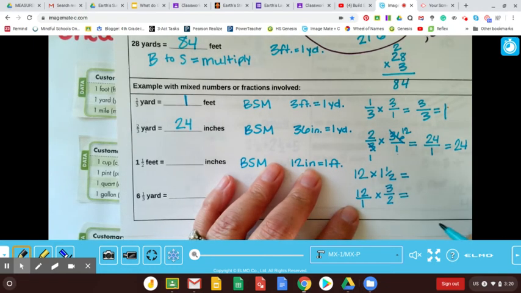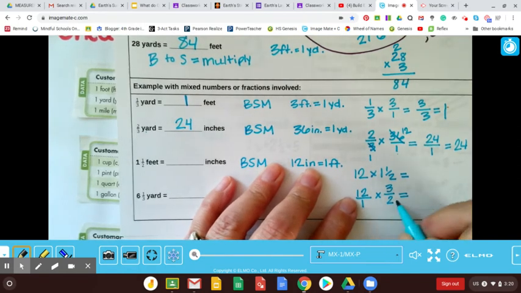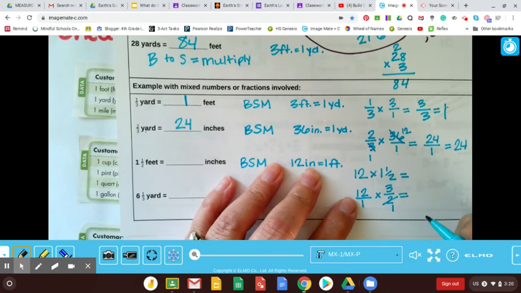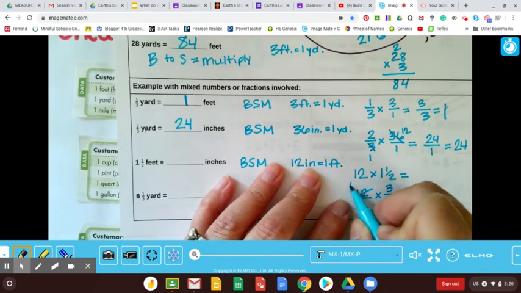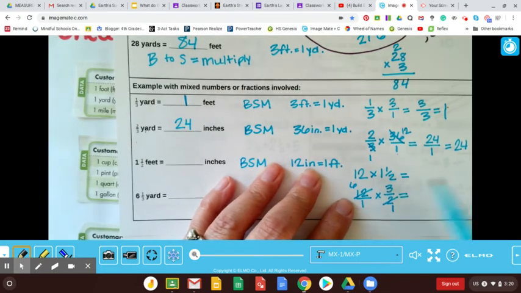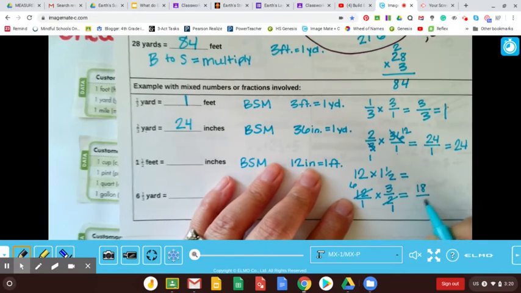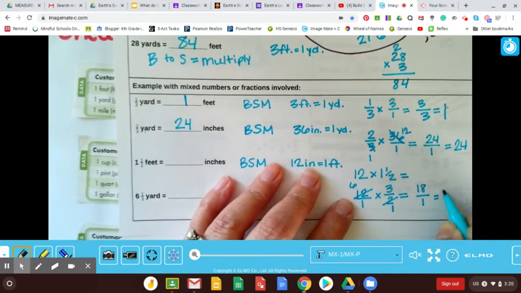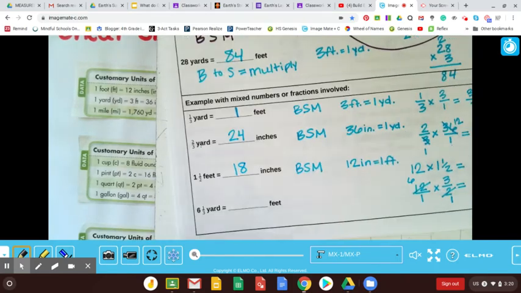I also could do some cross canceling here if I wanted to. I could divide both of these by 2. So 2 divided by 2 would be 1. 12 divided by 2 would be 6. 6 times 3 is 18. 1 times 1 is 1. This would just be 18. So 18 inches is my answer.